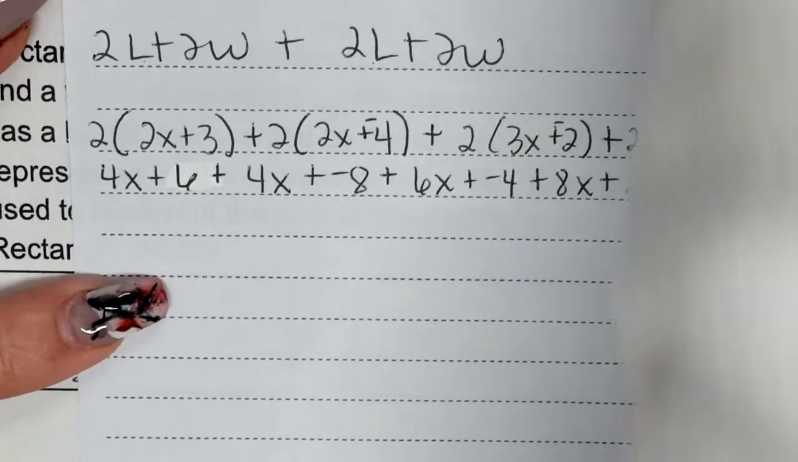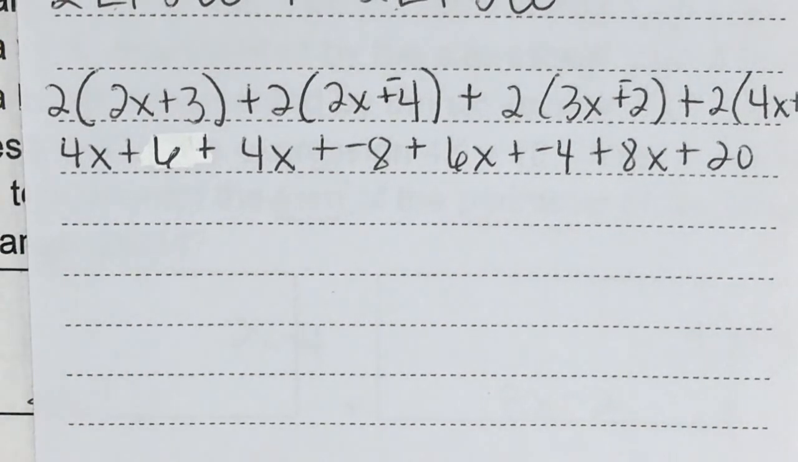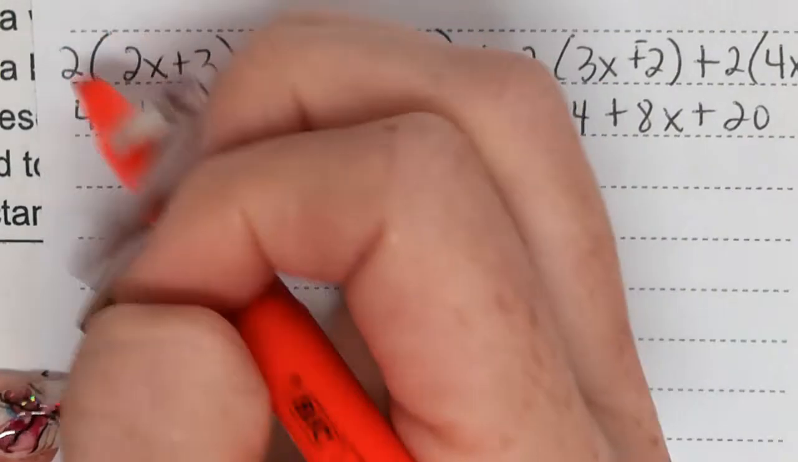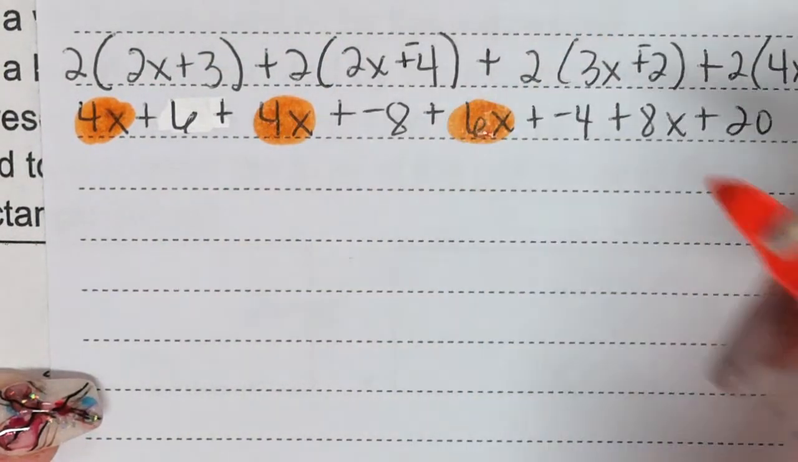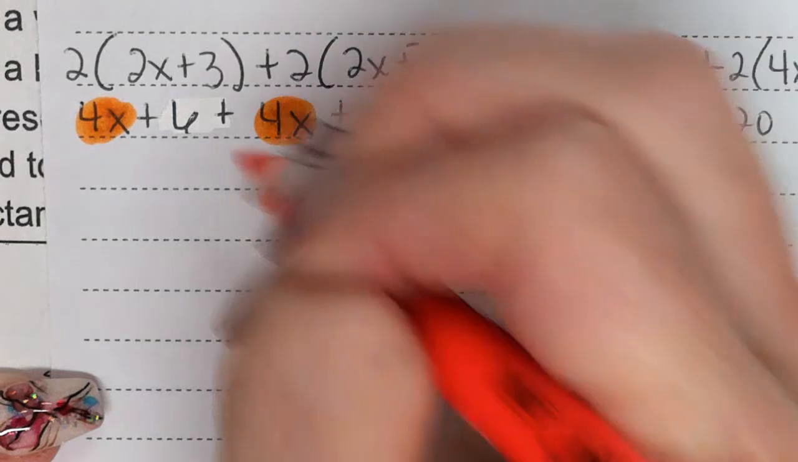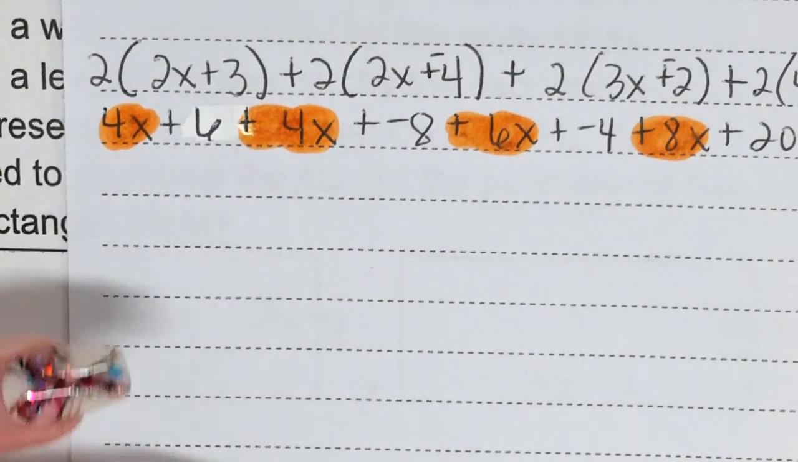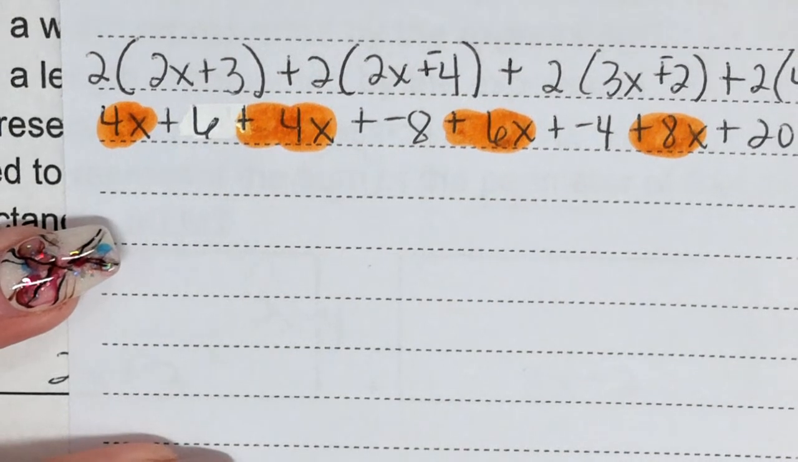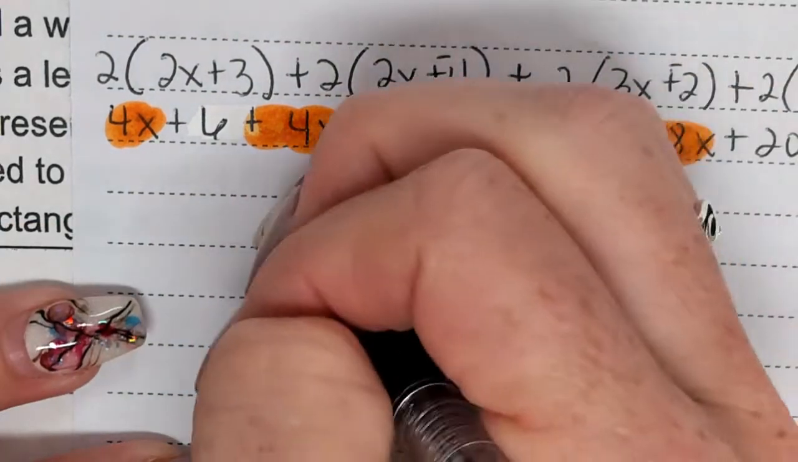Now I go combine like terms, and I like to use highlighters. So I'm going to highlight all my x's one color, and I highlight the sign in front of them. Is everybody with me? So I have 4 plus 4 plus 6 plus 8, and what do I have? 22 x's, yes or no?